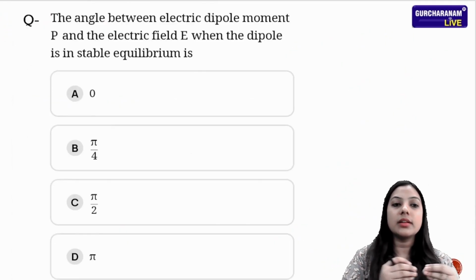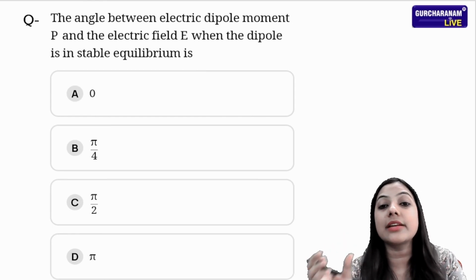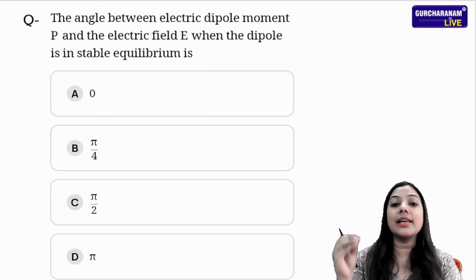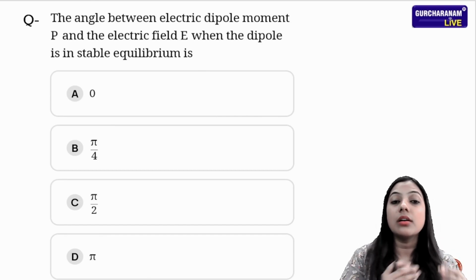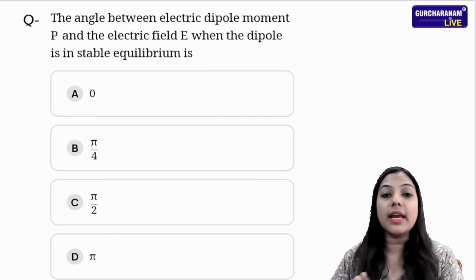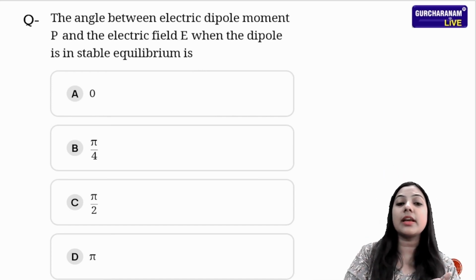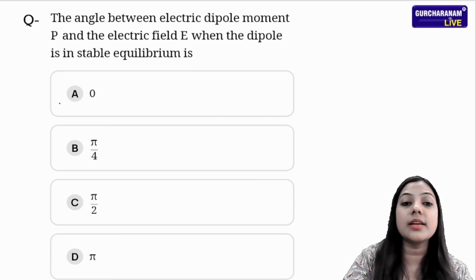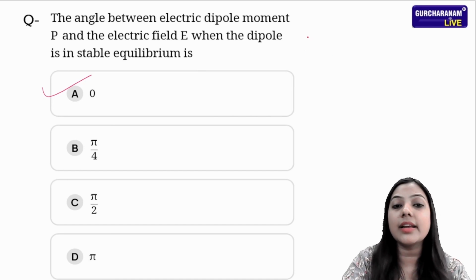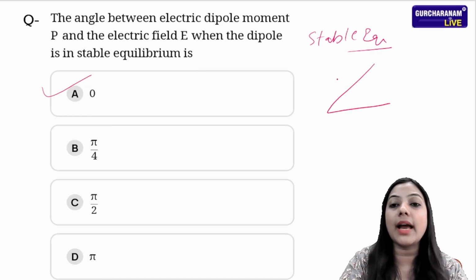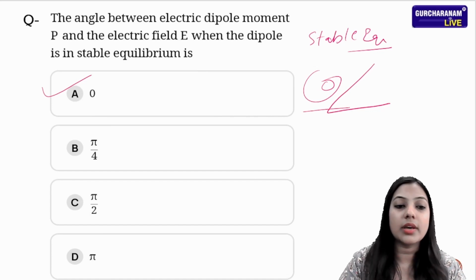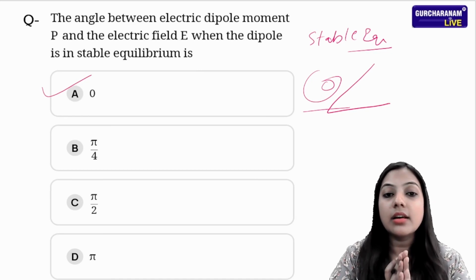Okay. So the question: what is the angle between electric dipole moment P and the electric field E when the dipole is in stable equilibrium? The answer is 0. So in stable equilibrium, the angle between electric dipole moment and electric field is 0. I hope you understand what I'm saying.